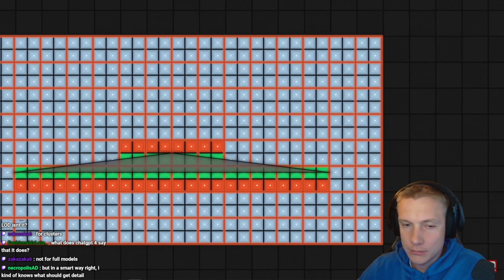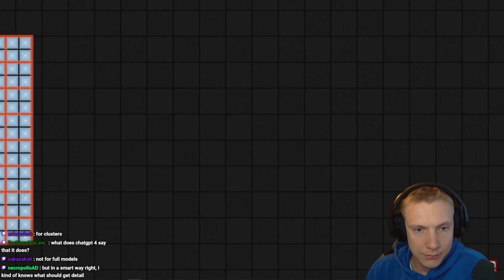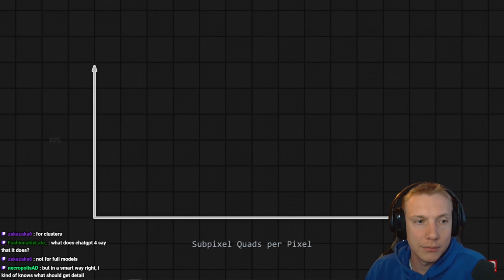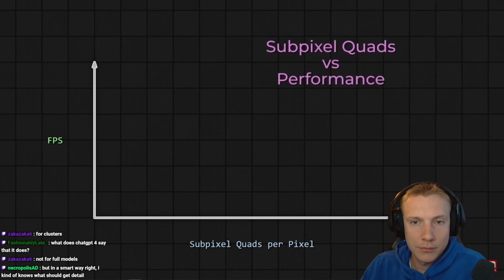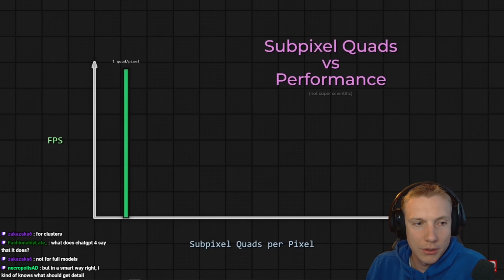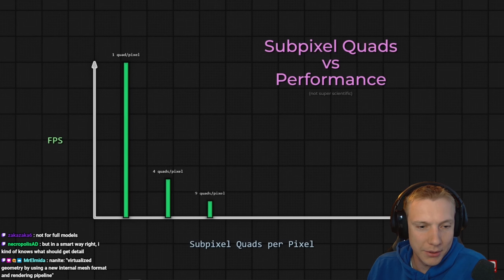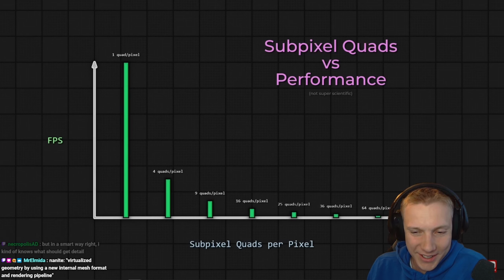So given that understanding, what happens now if instead of one quad per pixel, we push things further? Let's start upping the number, and we'll go to 4 quads per pixel, or 9, or even 16 quads per pixel, or whatever. Can you even render this? And what you'll see is that the frame rate will start to tank further and further. It's a lot of triangles, but not that many. It's about 2 million to start and grows to 8 million, 18, 32 million.